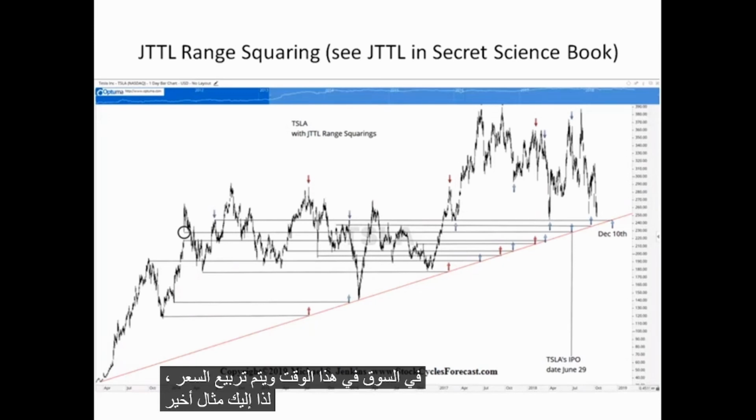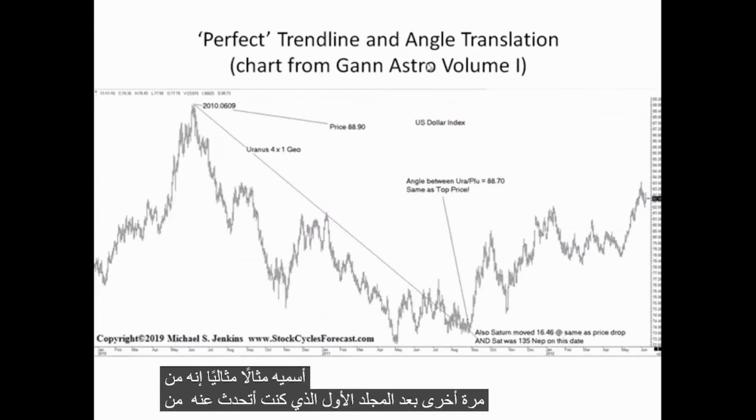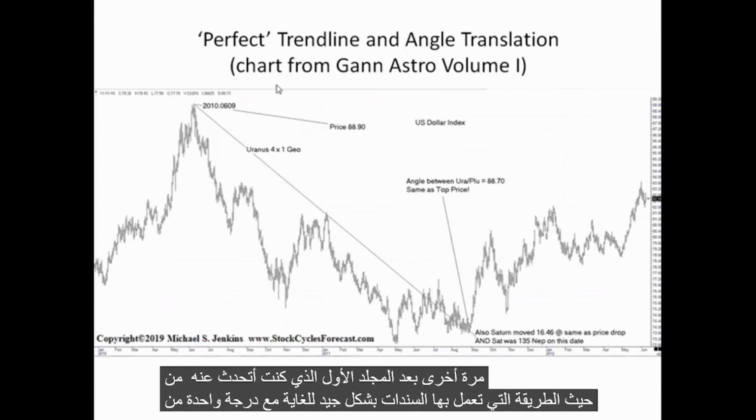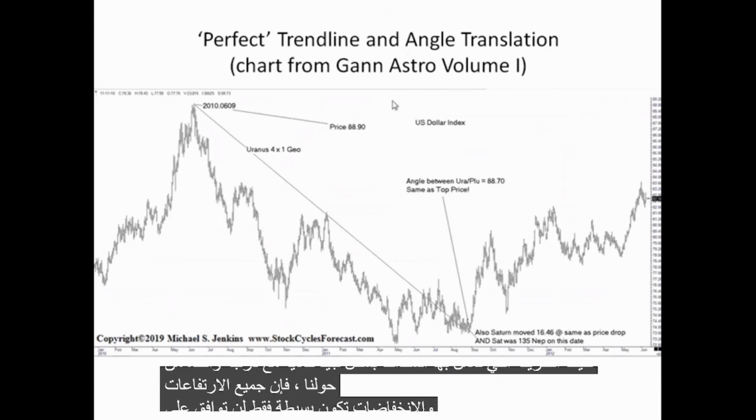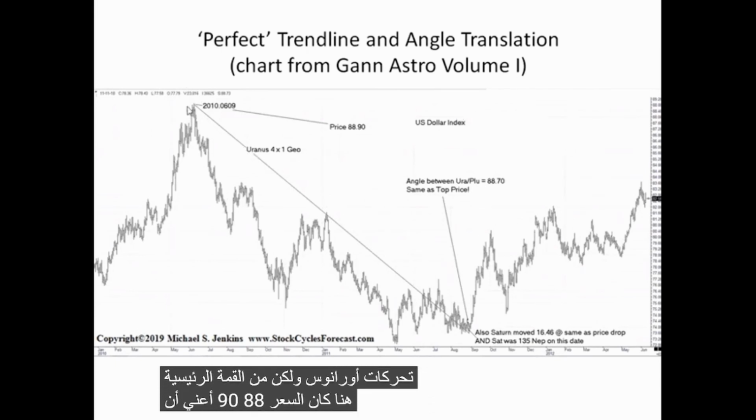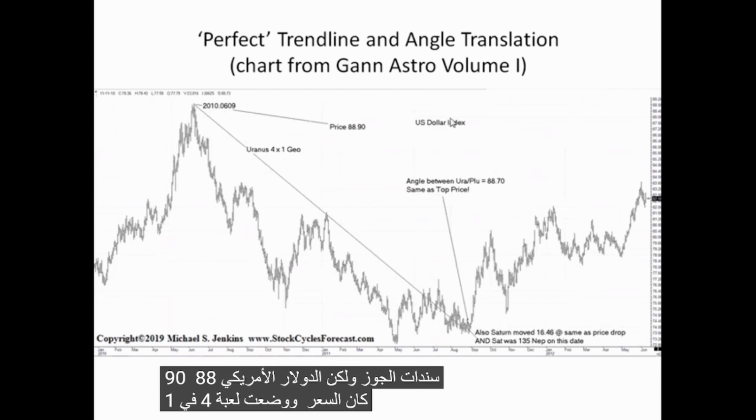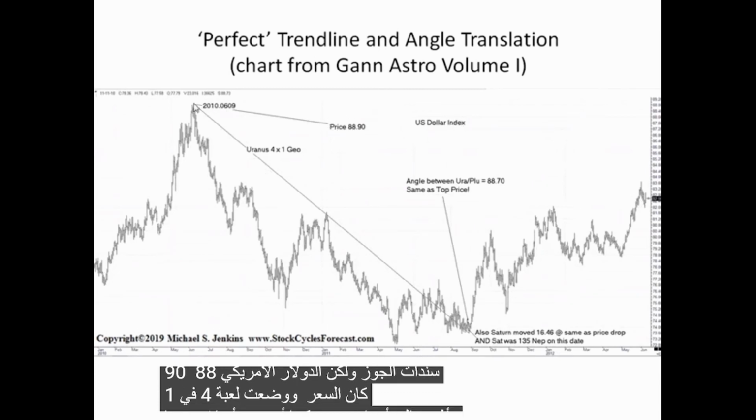So here's one last example. I call it a perfect example. It's from, again, Astro Volume 1. I was talking in that how bonds work very well with 1 degree Uranus. Almost all the highs and lows are just simple 1 degree Uranus moves. But from the major top over in here, the price was 88.90. I mean, not bonds, but the US dollar. 88.90 was the price, and I put on a 4x1 Gann angle of Uranus.